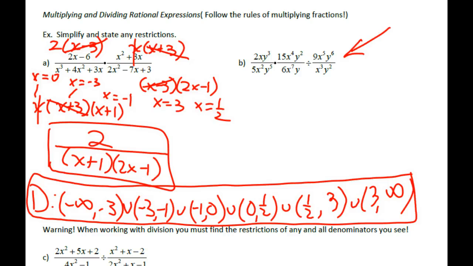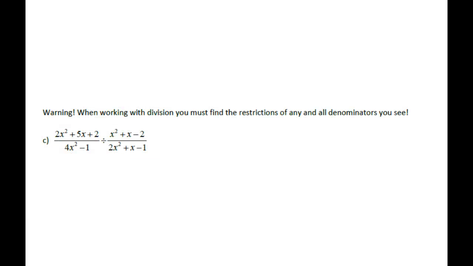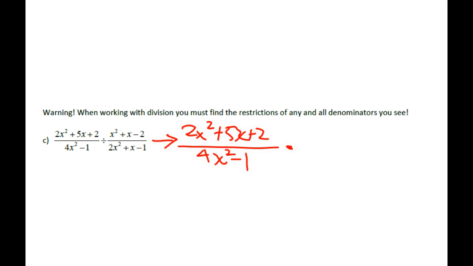All right, let's take a look at one more example. In this last example, I'm dividing two fractions. Folks, don't forget that we never divide by fractions. So the first thing that I want to do is change this to a multiplication problem. This becomes 2x squared plus 5x plus 2 divided by 4x squared minus 1, times, and don't we always multiply by the reciprocal of the second fraction? So I get 2x squared plus x minus 1 over x squared plus x minus 2.